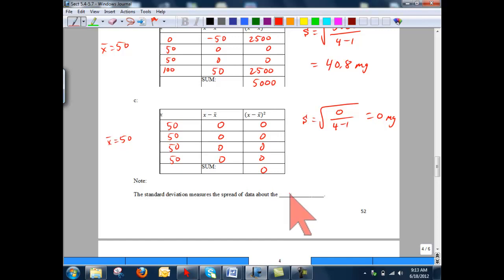Last comment about this, the standard deviation measures the spread of data about the mean. Notice in this part of the computation, the x minus x bar, we were in fact comparing the data values with the mean. So very loosely speaking, the standard deviation acts sort of like an average distance from the mean. The bigger the standard deviation, the farther the data values tend to be from the mean.